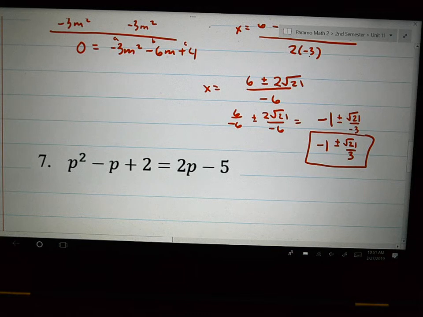My final answer, negative 1 plus or minus root 21 over 3. And that cannot reduce because this is inside a radical and that's outside of a radical. You cannot mix those.